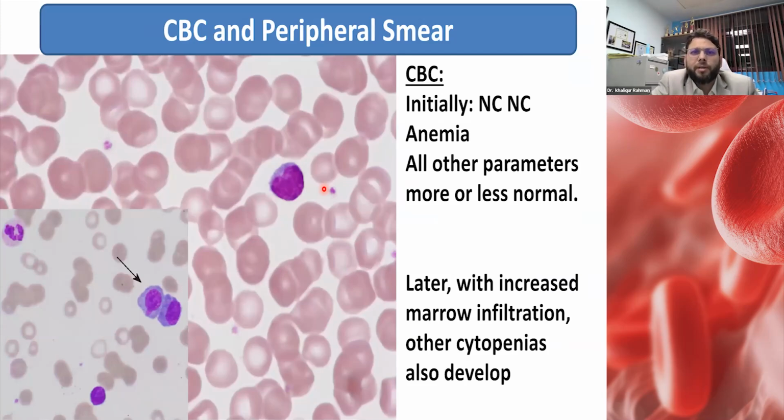So starting with the CBC and peripheral smear. If we do a CBC examination of a patient suspected to have a plasma cell neoplasm, usually the patient presents with anemia, which is normocytic, normochromic, and the rest of the parameters are usually normal in the initial stages. But in the later stages, as the marrow is infiltrated by the neoplastic plasma cells, other cytopenias may also develop. The peripheral smear typically shows the presence of rouleaux formation, where a number of RBCs are stuck together. They're not forming an agglutinate, but a stack form, which is known as rouleaux. And sometimes you can see presence of atypical plasma cells in the peripheral blood in cases of plasma cell leukemia.